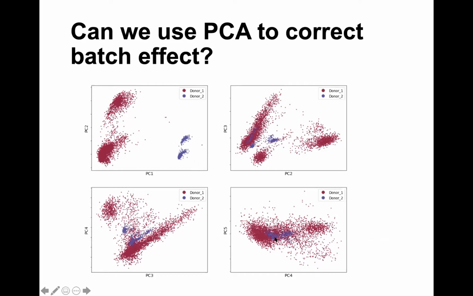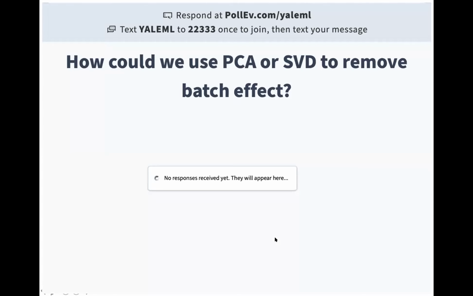And so the first question that I want to ask you is, looking at those principal components, I'd love to know if you have any ideas of how we could use that information, thinking about how we described PCA yesterday, to remove the batch effect from the sample just using PCA without using any more sophisticated algorithms? I'm going to wait for some responses to come through before we move forward.